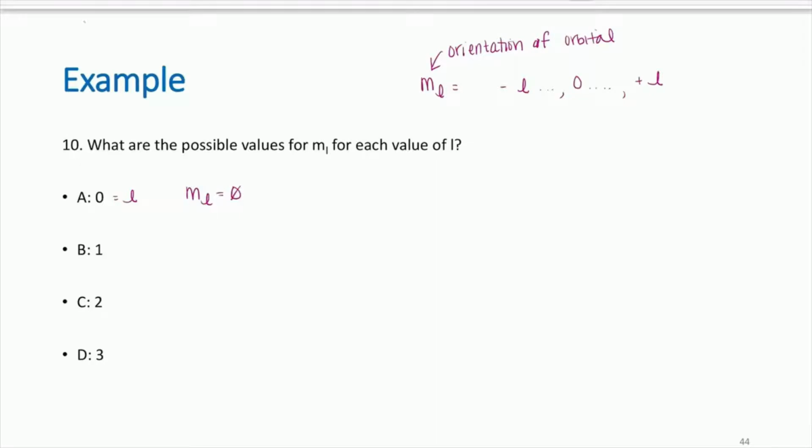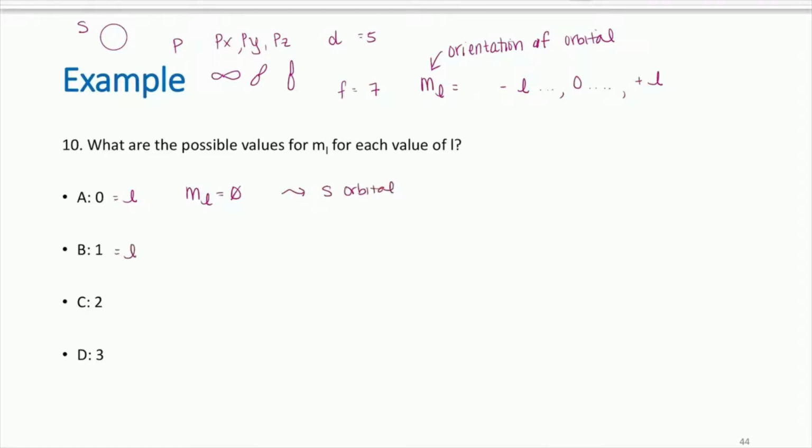Because remember, s orbitals, we only have a sphere. P orbitals, we have px, py, and pz. So we've got dumbbells. D, we have 5 options, and F, we have 7 options. M sub L is telling me which of those options I have. So if L equals 0, we can only have m sub L equal to 0. This is going to represent an s orbital.